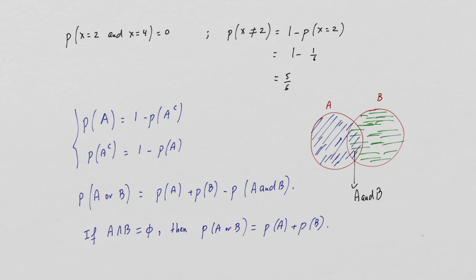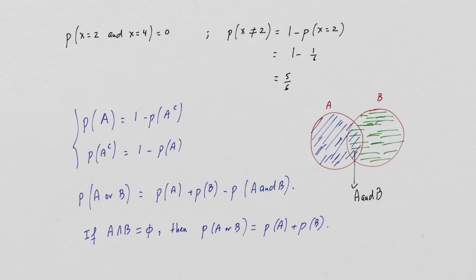All right, so the probability of A complement is 1 minus the probability of A. The converse is true, because by the way, the complement of A complement takes you back to A, right?